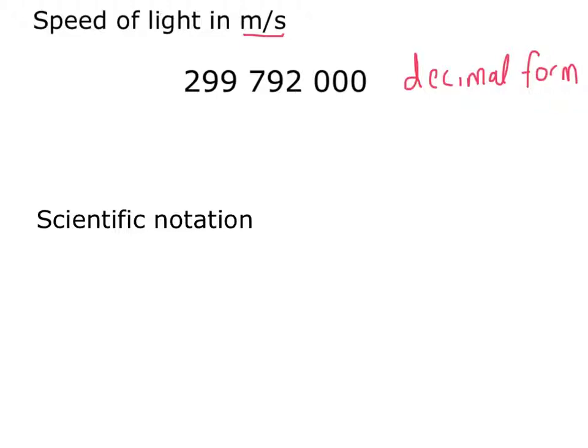Scientific notation is just another way in which we can write this number. So how do we do this? Well, firstly, we reposition the decimal point. So the decimal point is understood to be here, and we move it to this position here. So let me write that down. So it's going to be 2.99792.